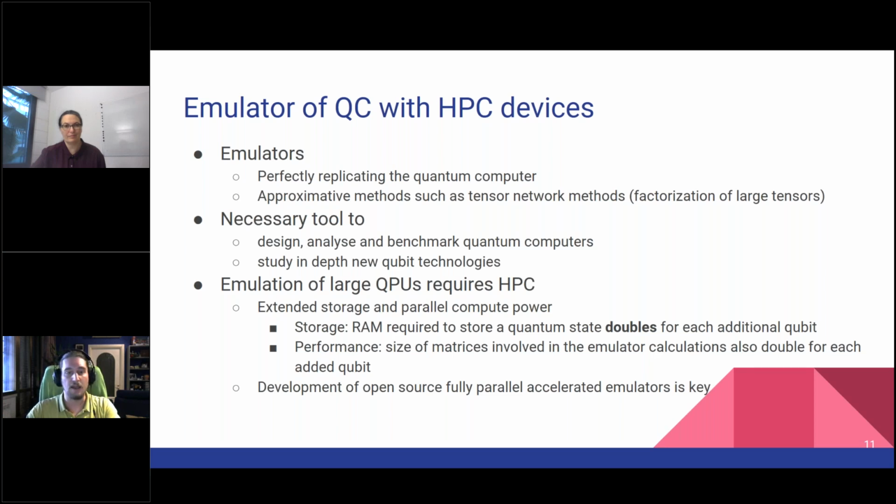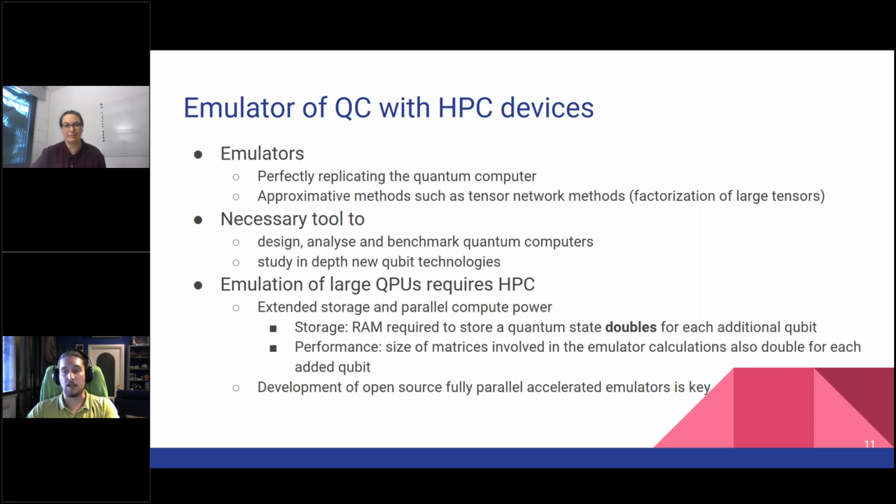And of course, you can also implement noise models on emulators. So if you're interested in testing some particular characteristic of a quantum computer, you can implement it on an emulator and use it within your calculation. For this reason, an emulator is also a great weapon to study all the new emerging qubit technologies, because we saw that there is not only one technology that we are using today.